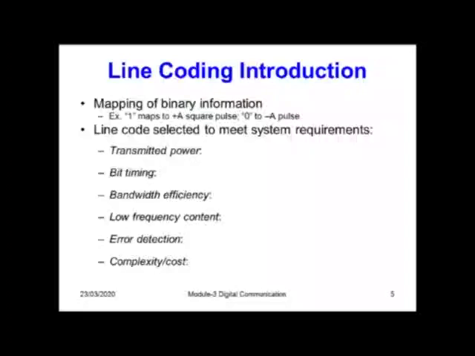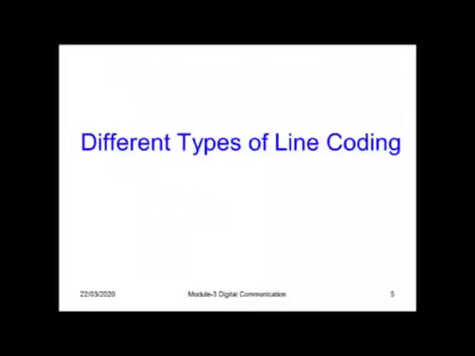Some channels block low frequencies. Long periods of the signal between plus A and minus A will lead to a droop in the signal. The waveform should not have low frequency content. Error detection, that is the ability to detect errors, helps in calculating the bit error rate. Complexity and low cost means the code should be implementable in a chip at high speed.